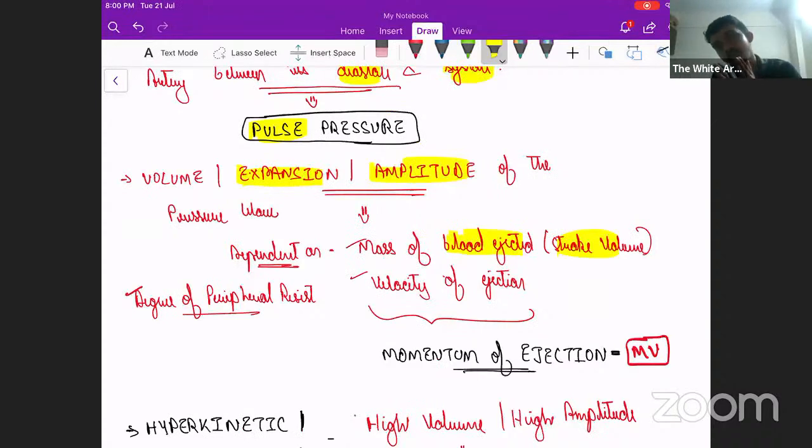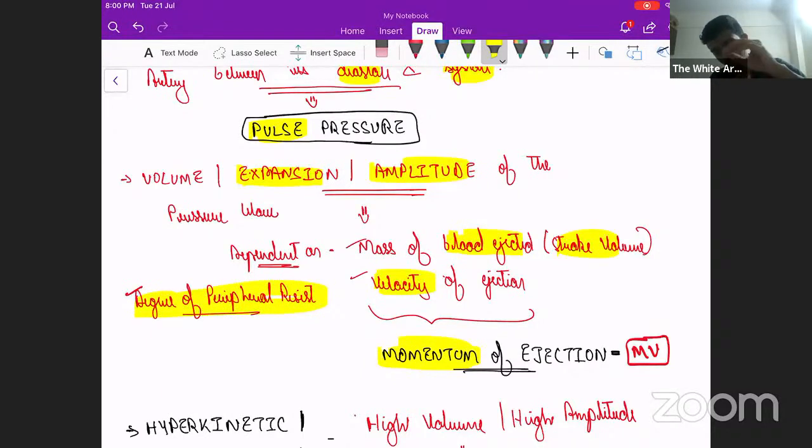Just like how we saw for each contour, for each wave, few things contributed. In the same way, what will contribute to the amplitude? What will contribute to the expansion of the vessel? Obviously, the amount of blood ejected. That is nothing but the stroke volume. Two is velocity of ejection. How fast is this ejected? So both of them together contribute to momentum of ejection. Next is, in the periphery, the degree of peripheral resistance.